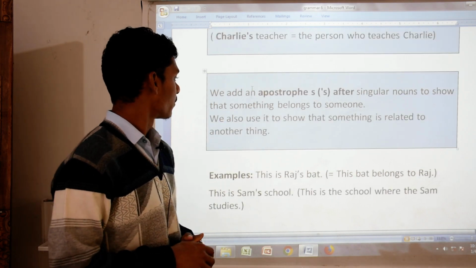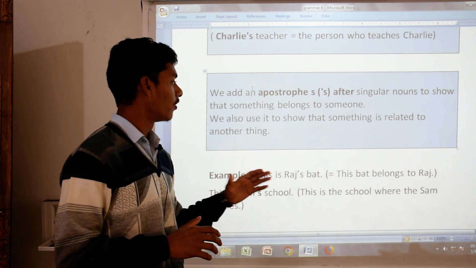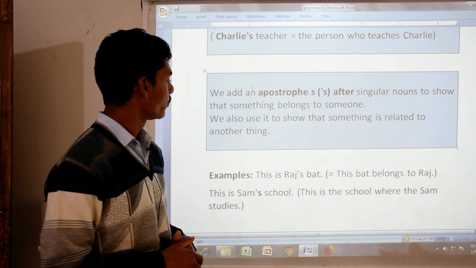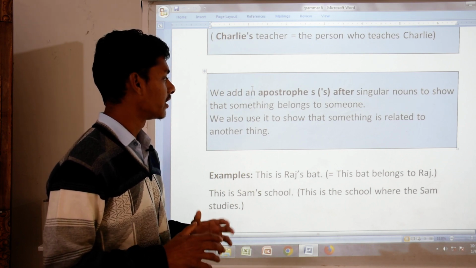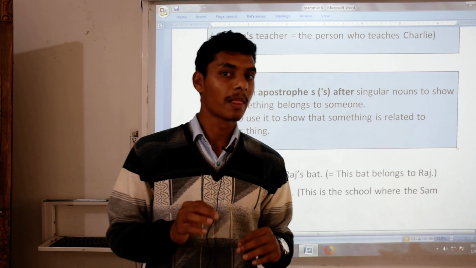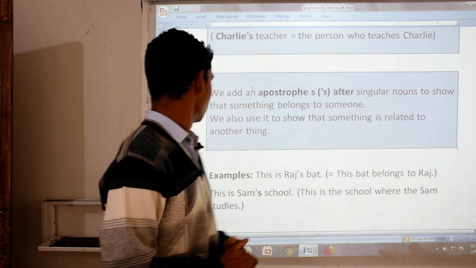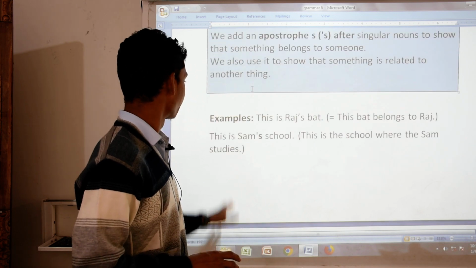We add an apostrophe S after singular nouns to show that something belongs to someone. We also use it to show that something is related to another thing. Sometimes we use it this way, when something is related to something. Let's see some examples here.